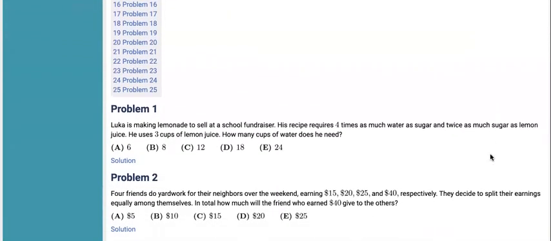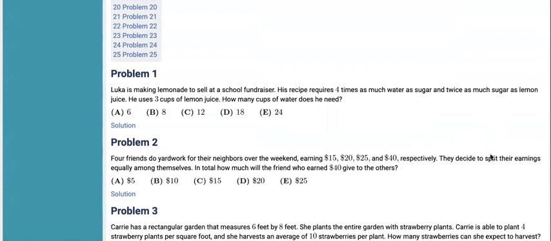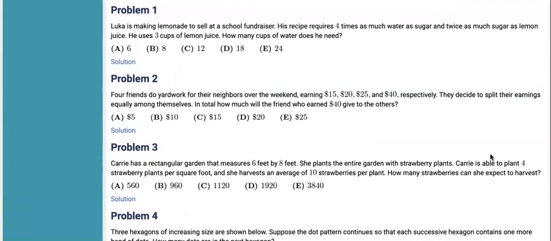Okay, problem 1. Lucas is making lemonade to sell at a school fundraiser. His recipe requires 4 times as much water as sugar and twice as much sugar as lemon juice. So that's 8 times as much water as lemon, I assume. He uses 3 cups of lemon juice. How many cups of water? Well, we just did the answer, right? If he uses 3 cups of lemon juice, twice as much sugar as lemon, so he has 6 cups of sugar. And then 4 times as much water as sugar. So he needs 6 times 4, so he'll need 24 cups of water. So that would be E.